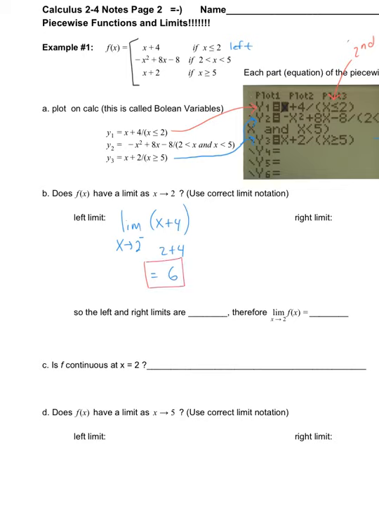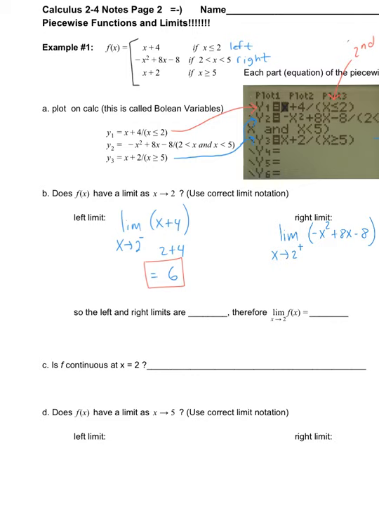All right, now I want to find my right limit. What function is to the right of 2? Well, to the right of 2 would be right here. x is greater than 2. So that we're going to use as our right function when we're approaching 2. So I have the limit as x approaches 2 from the right, and I'm going to use that right function, the function that is to the right of 2, which is negative x squared plus 8x minus 8.